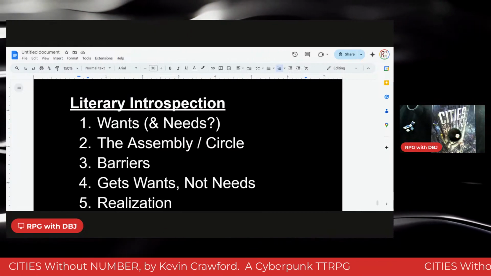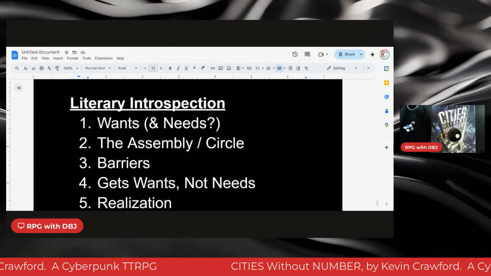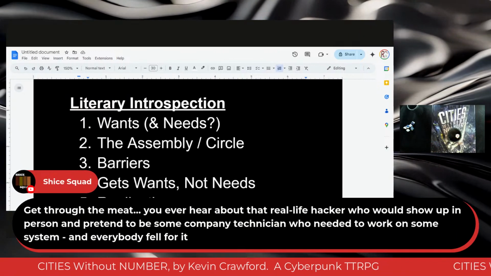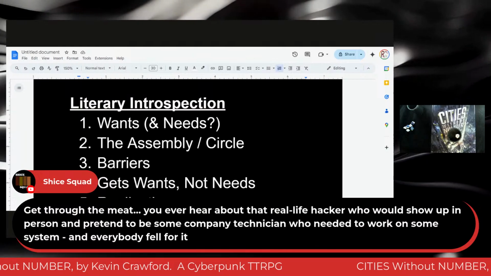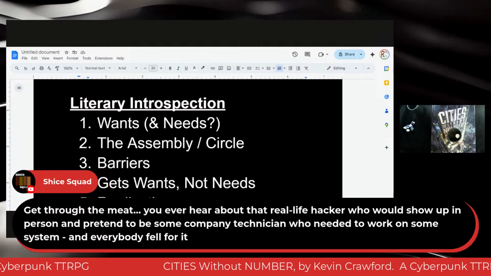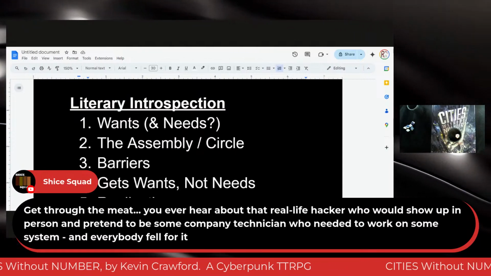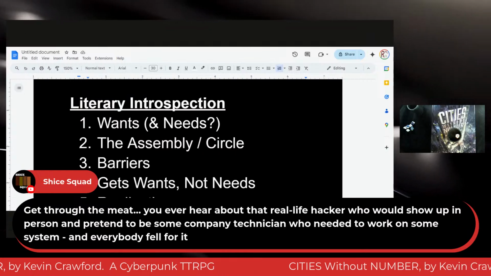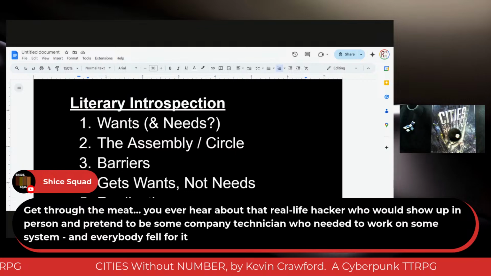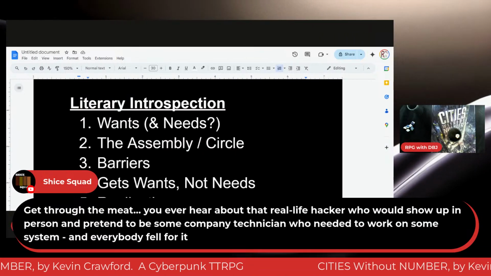You ever hear about that real life hacker who would show up in person and pretend to be some company technician who needed to work on some system, and everybody fell for it? A work vest, a clipboard, and an attitude that you're in my way, I need to get this thing done gets you in so many places. If you don't get out of my way, you're the next person responsible for this thing. I guarantee that probably works more often than a little bit.